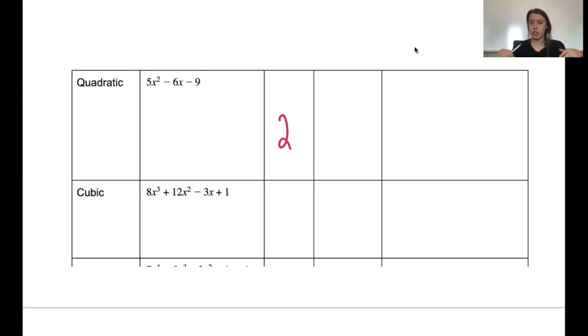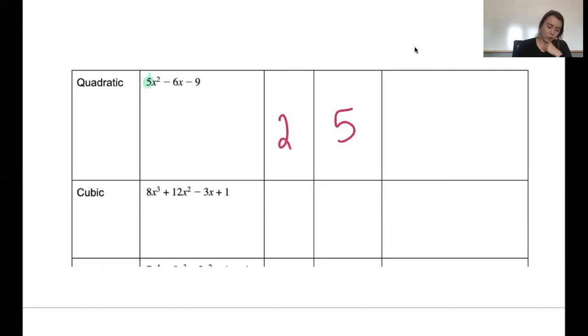What's going to change is the coefficient. So in this case, the leading coefficient is 5, but that might not always be the case. But the fact that the degree of a quadratic is 2 is always going to be the same. That will never change, because it gets its name based on the degree.